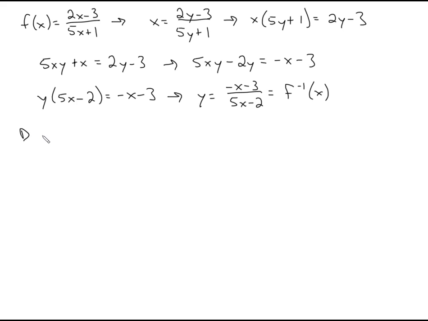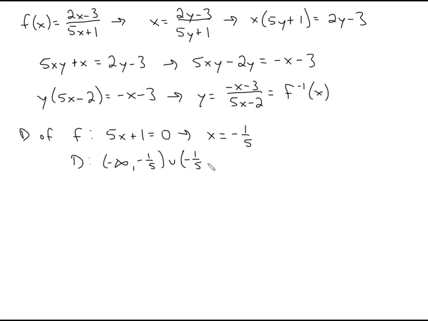So to find the domain of f, just remember whatever's in the denominator can't be 0. So set that denominator to 0, solve for x. If you solve for x, moving that over, you get x is equal to minus 1 divided by 5, minus 1/5. So the domain of this will be minus infinity to minus 1/5, and then from minus 1/5 to infinity. Okay, then also just remember this is the range of the inverse.